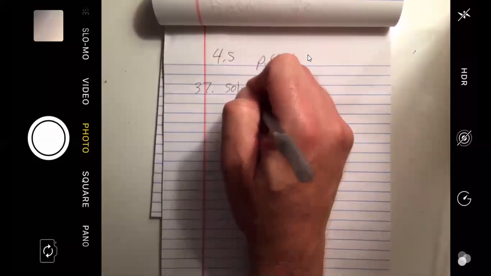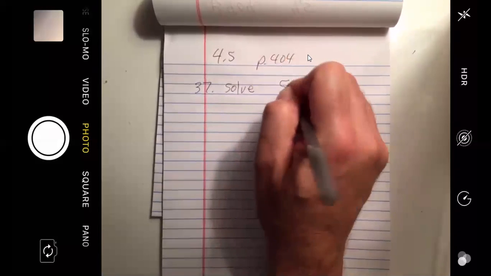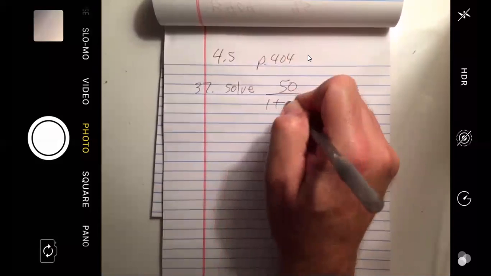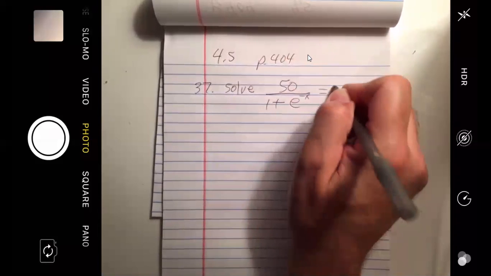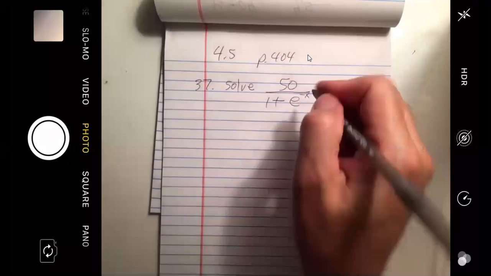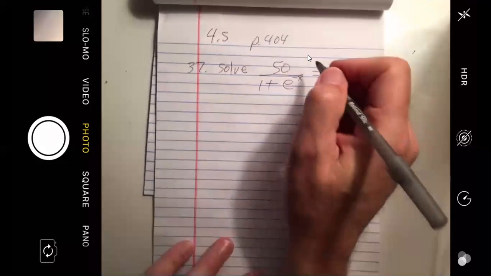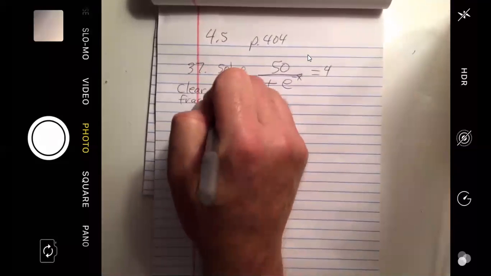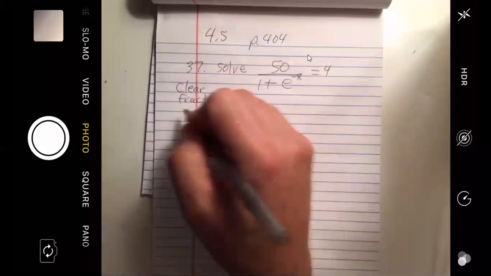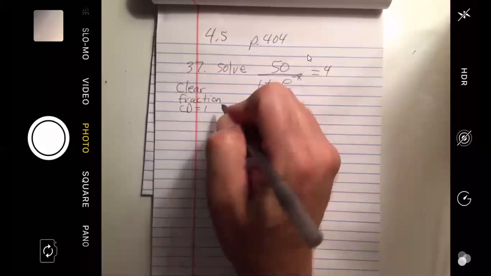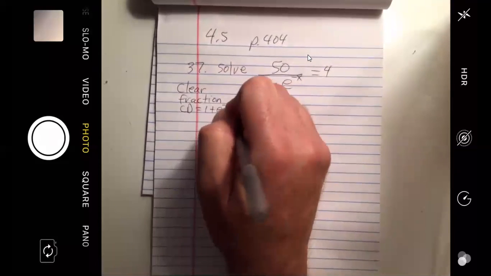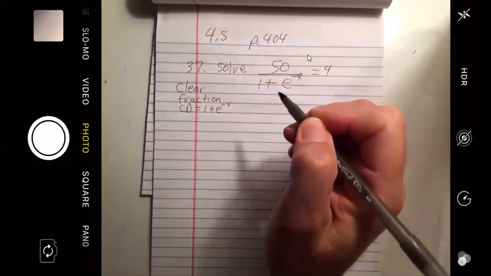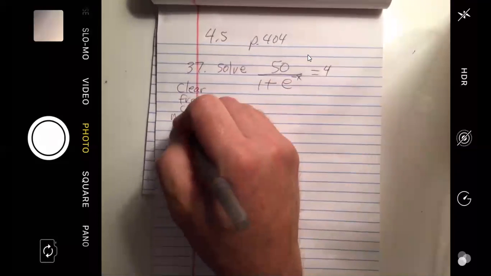Solve 50 over 1 plus e to the negative x equals 4. Yeah, you want to clear your fraction on this one. So your common denominator is your bottom one, 1 plus e to the negative x. So I'm going to multiply both sides by that.